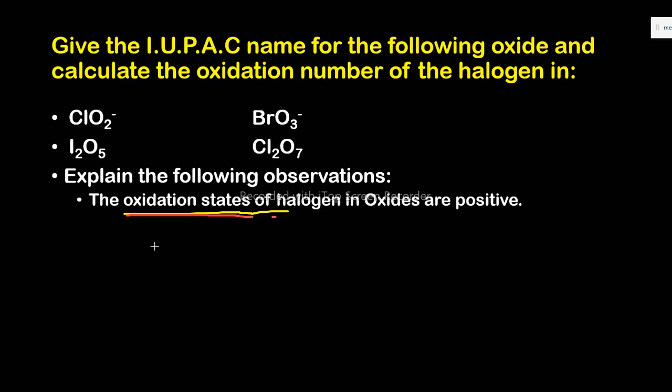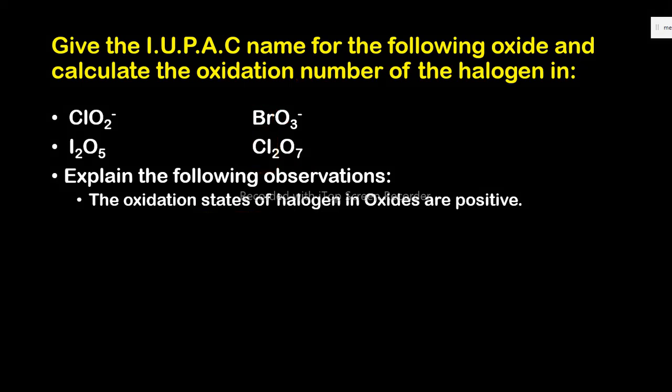So that's why among all these oxo acids and oxides of halogens, the halogens assume a positive charge. Why? Because oxygen is more electronegative than the halogens. It will try to attract the bonding electrons, and if you attract the bonding electrons, then you induce a positive charge on the halogen. So it ends up gaining a positive charge.